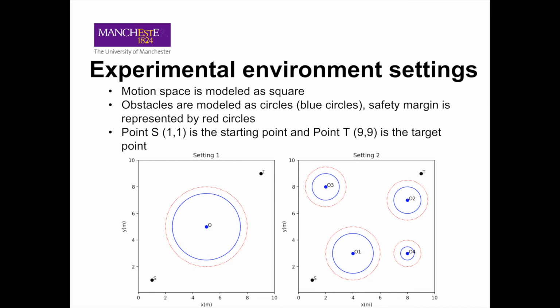As for the experimental environment settings, the motion space is modeled as a square, obstacles are modeled as blue circles, and the safety margin is represented by red circles. Here are 2 experimental environment settings. The first one, setting 1, has 1 obstacle, and setting 2 has 4 obstacles. Point S is the starting point and point T is the target point. So the aim is to generate the valid optimal path from S to T, avoiding all obstacles.